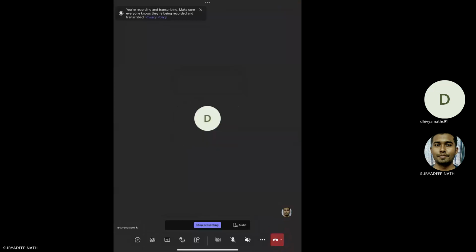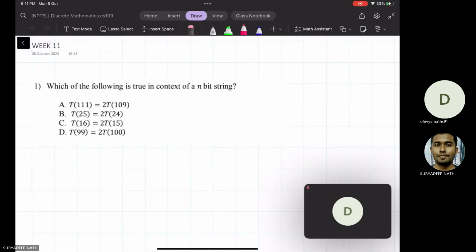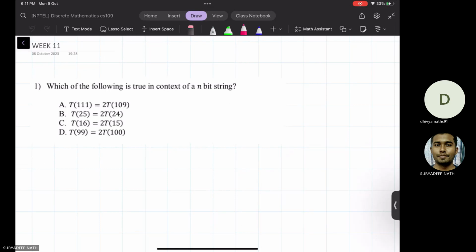Today we'll be discussing week 11 questions from a previous iteration of this course, and the focus of our discussion will be recurrence relationships. So I'll start by sharing my screen. I hope the screen is visible to everyone. So let's get started with the first question.